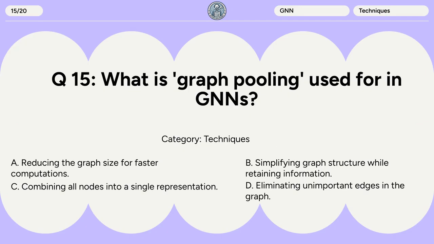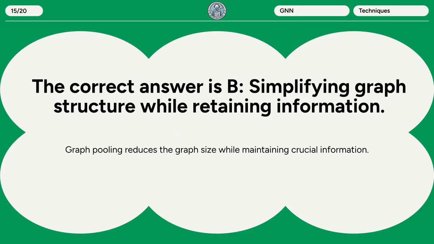Question 15. What is graph pooling used for in GNNs? A. Reducing the graph size for faster computations. B. Simplifying graph structure while retaining information. C. Combining all nodes into a single representation. D. Eliminating unimportant edges in the graph. The correct answer is B. Simplifying graph structure while retaining information. Graph pooling reduces the graph size while maintaining crucial information.